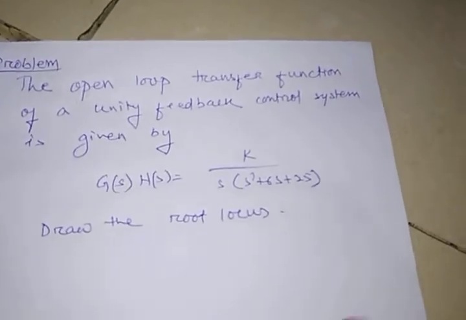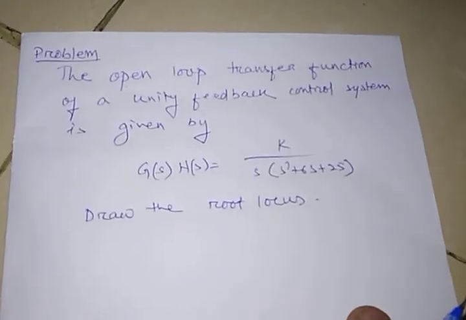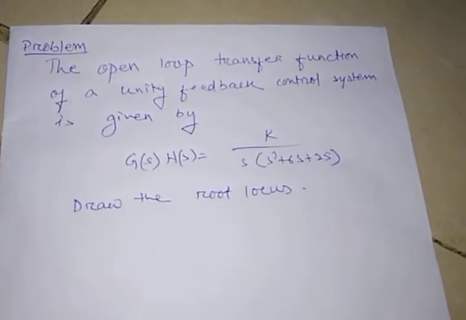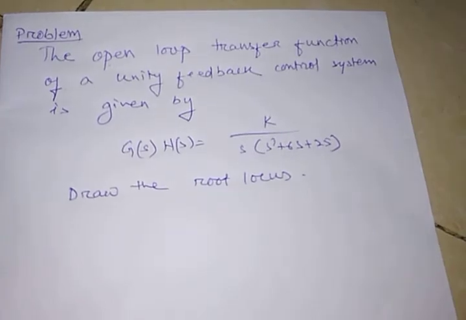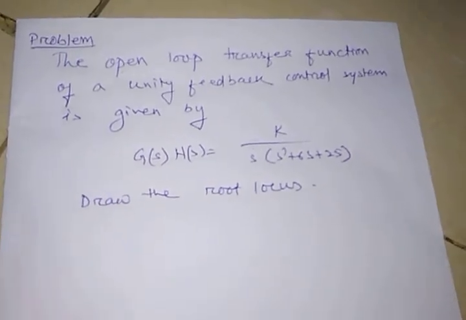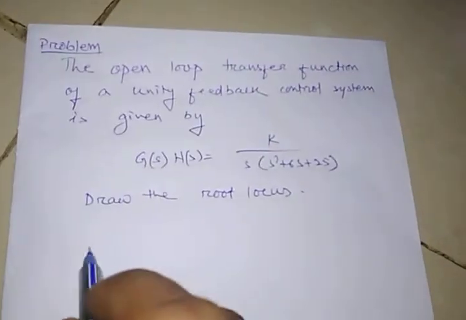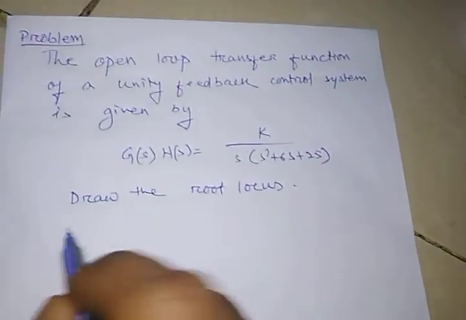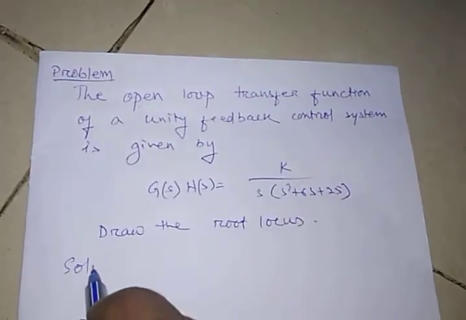This is the problem. So we will go as per our procedure. There are 10 steps to draw the root locus. First we have to calculate and find out the values for the 10 steps. So the solution: point number 1. Point number 1 is about poles.